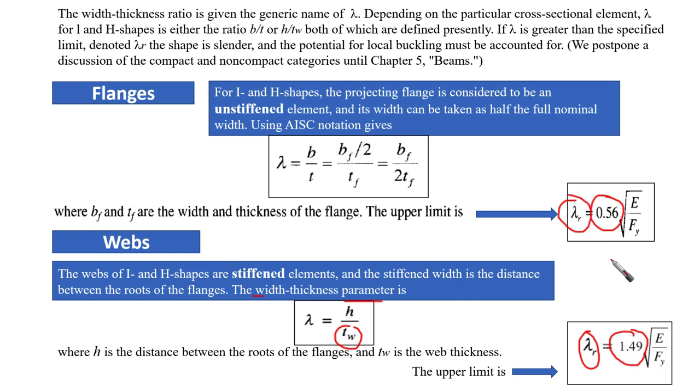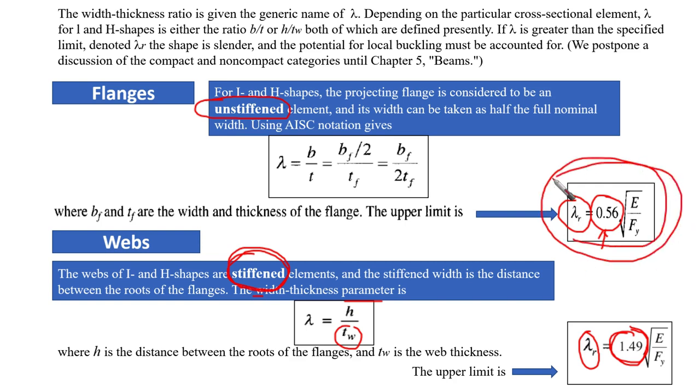Why? What is the reason why this is 1.49 and this is 0.56? Because as we said, this is stiffened. So we have some reliability on the cross section because it is stiffened. However, here it is unstiffened, so the section may buckle easily. So here we are putting a lower value for the upper limit.